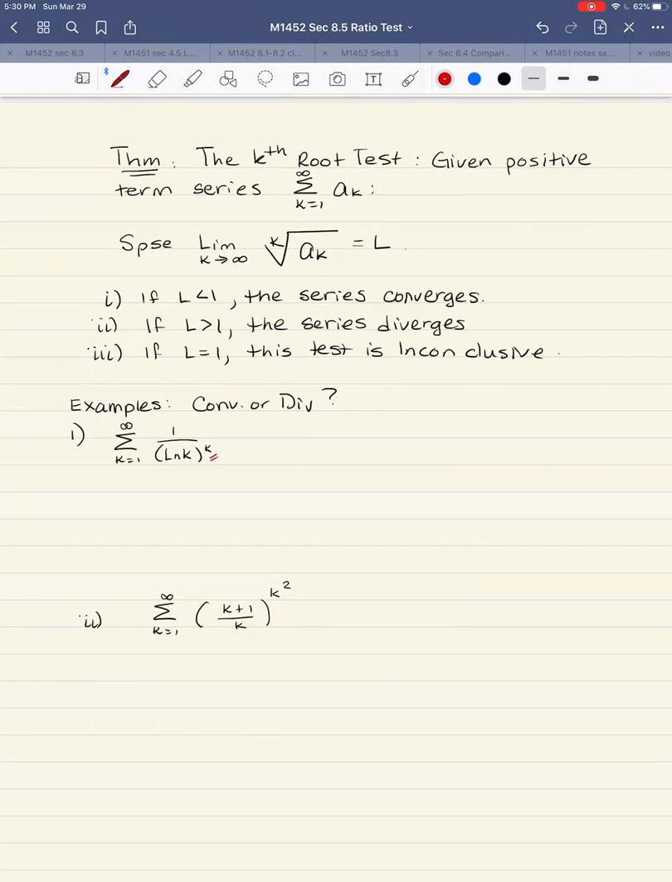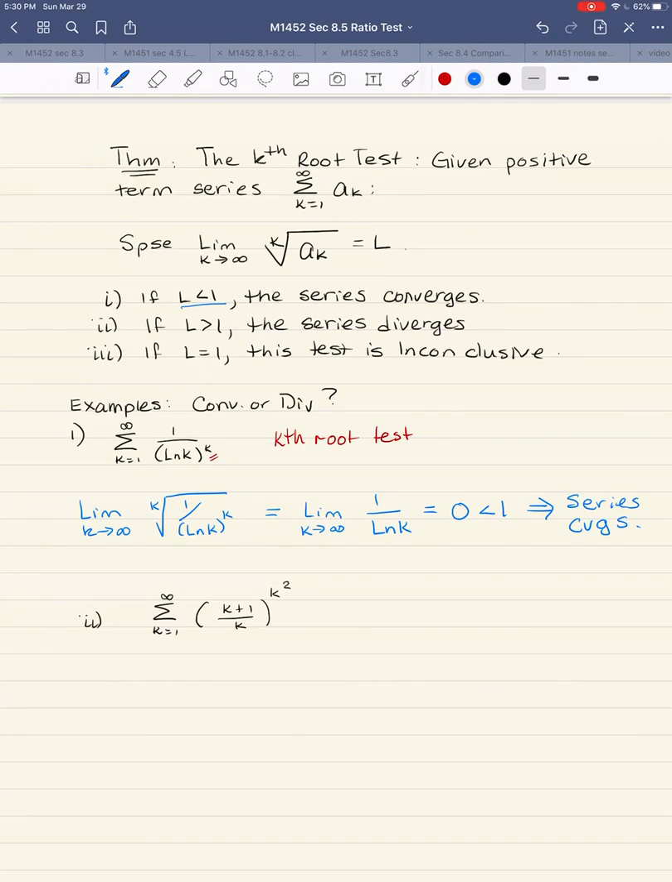So, in my first example, there's my k power right here. So I'm going to do the kth root test. I'm going to consider the limit as k goes to infinity of the kth root of 1 divided by the natural log of k to the k. The kth root of 1 is 1. The kth root of the natural log of k to the k is the natural log of k. This limit has a value of 0. If the limit is smaller than 1, the series converges.